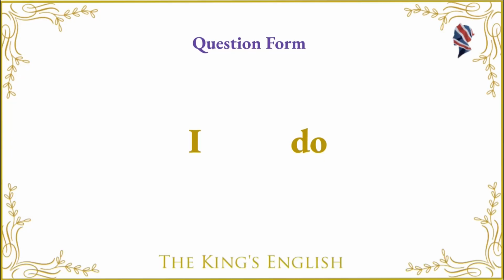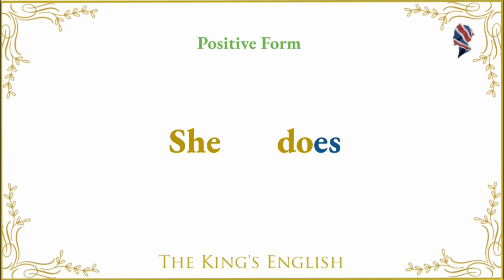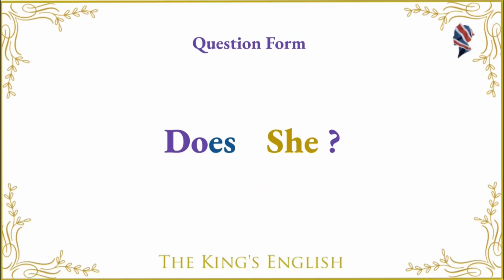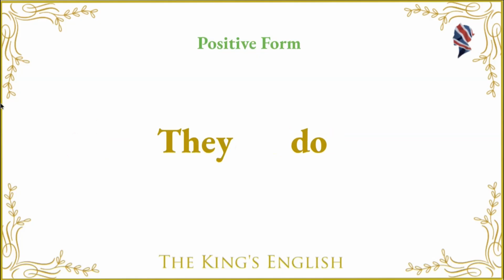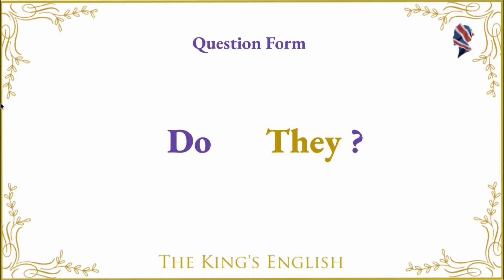So to make the question form, I do, in positive form, we switch the do and the I. Same for third person. She does, in positive form, becomes does she. And we keep the es for third person. They do, in positive form, becomes do they for question form.